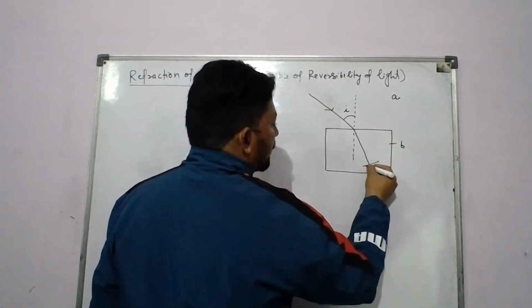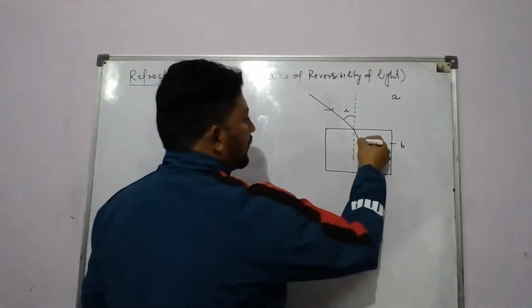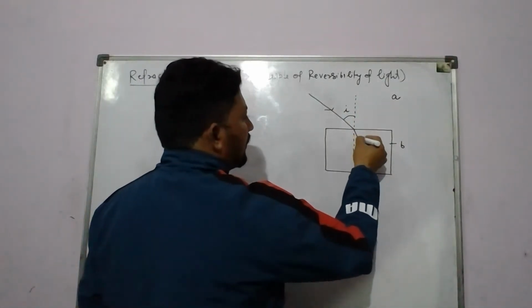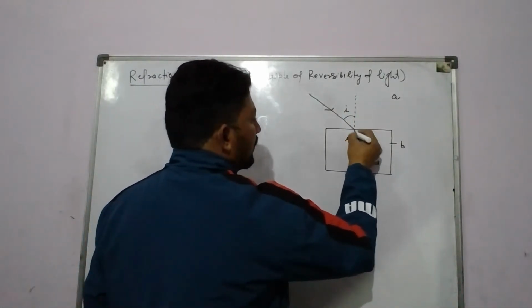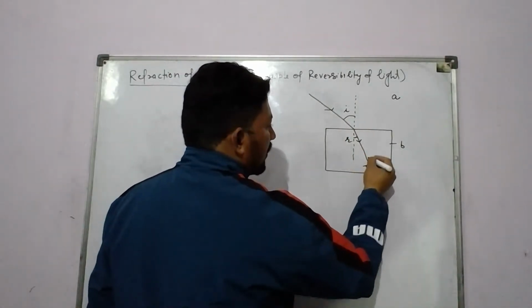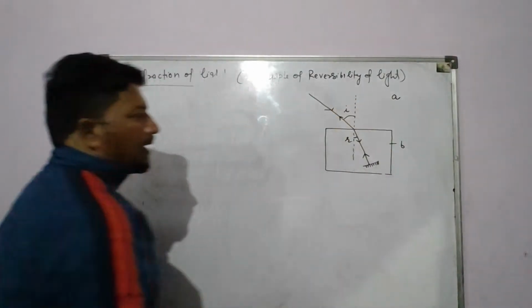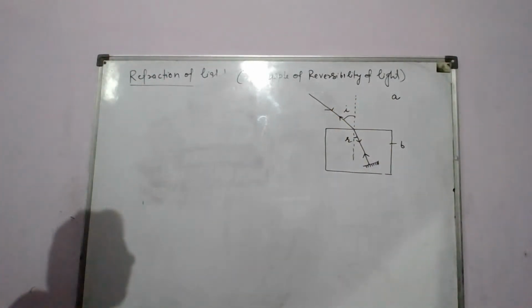Suppose after the glass slab, we place a plane mirror. The refracted angle is R. If the refracted ray strikes the plane mirror, it retraces its path in the opposite direction. This is the principle of reversibility of light.